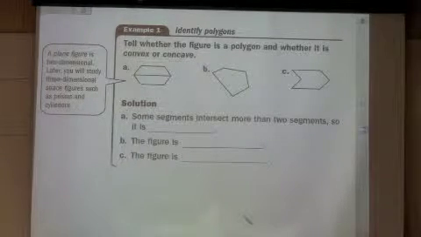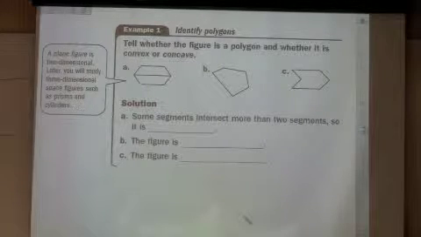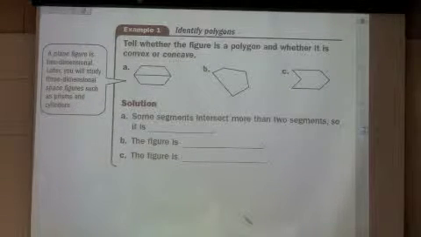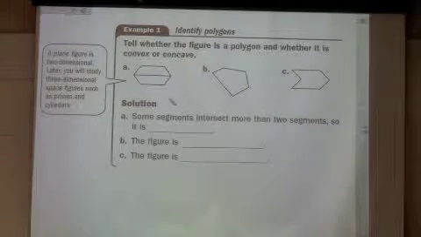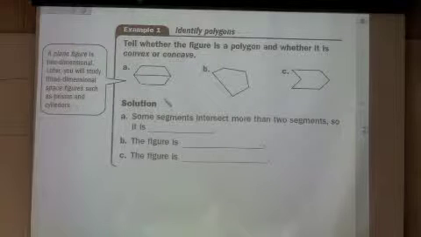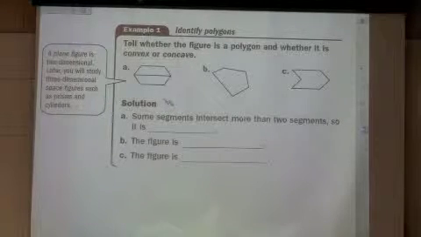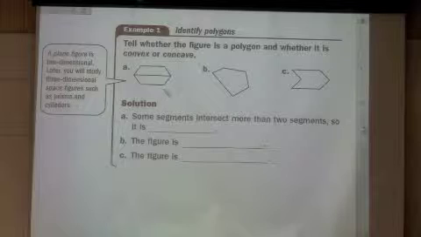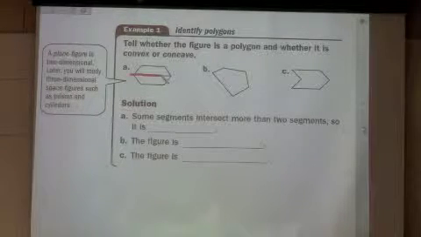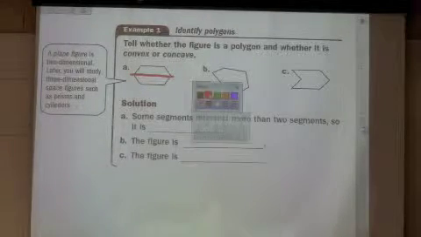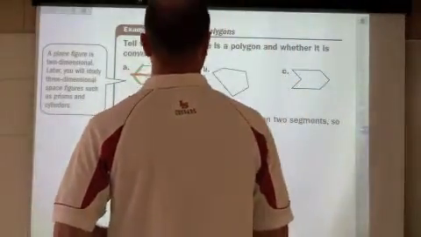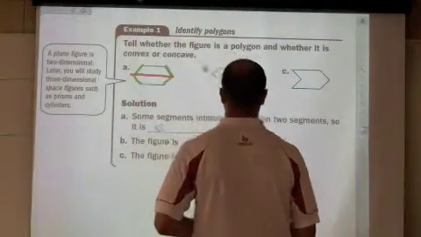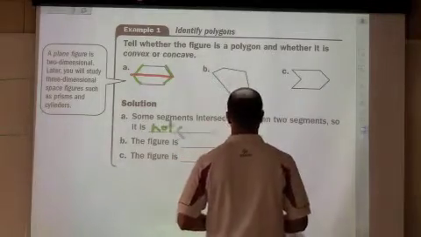Who thinks they've got that one? Roberts? Yes, it is concave. Yes, and it's concave. Okay, anybody else? What do you think? No. Why? Because the lines intersect more than 2. This line right here, okay? That red line right there intersects 1, 2, 3, 4 sides. So this is not a polygon.